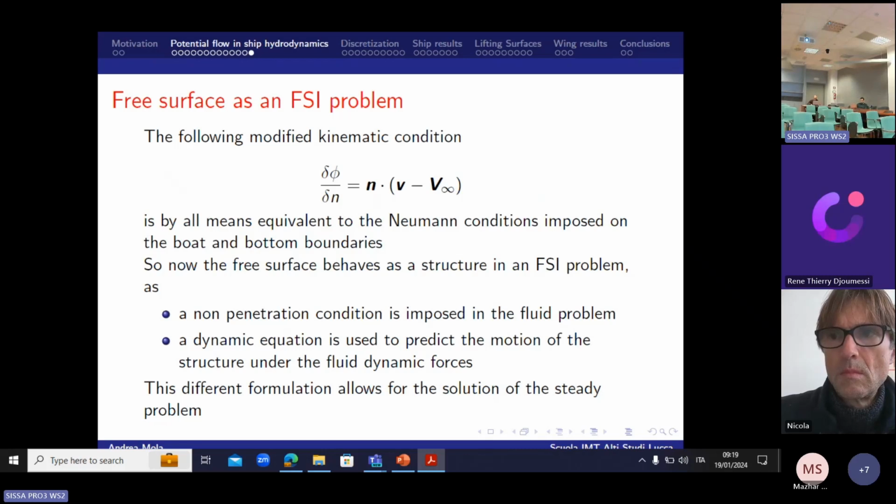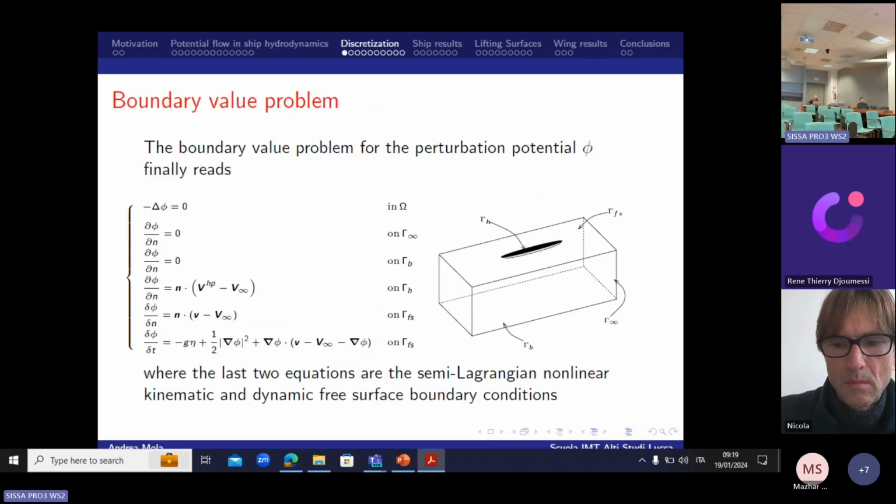water. And now things look a lot like a fluid structure interaction problem, where the structure is the free surface, and you are basically imposing a non-penetration boundary condition on this surface, and then you have a dynamic equation, which is a balance of forces on the free surface, saying that the pressure must be constant on the other side. With this setup, I will show you in minutes, we were able to have a model that has that requirement, steady and unsteady simulations altogether.